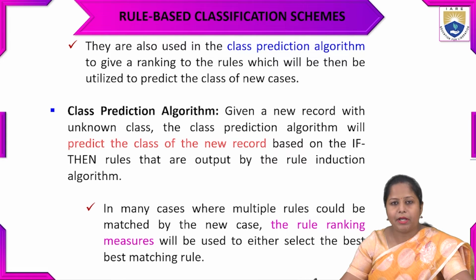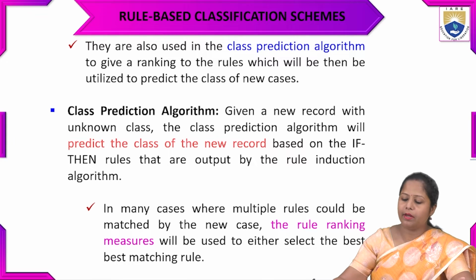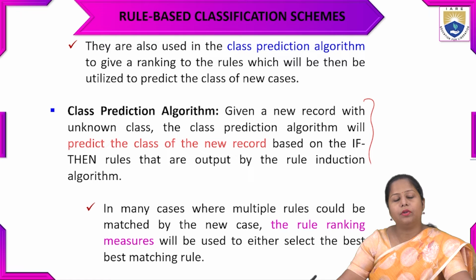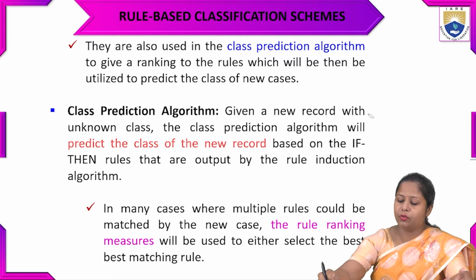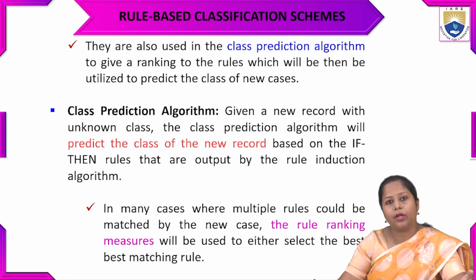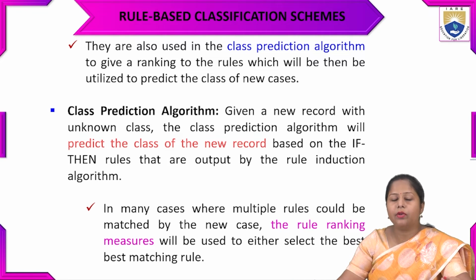Third is the class prediction algorithm. Given a new record with unknown class, so if we don't know the class, that will be the unknown class, the class prediction algorithm is going to predict the class of the new record. So whatever new records we are going to add, it is going to classify them.